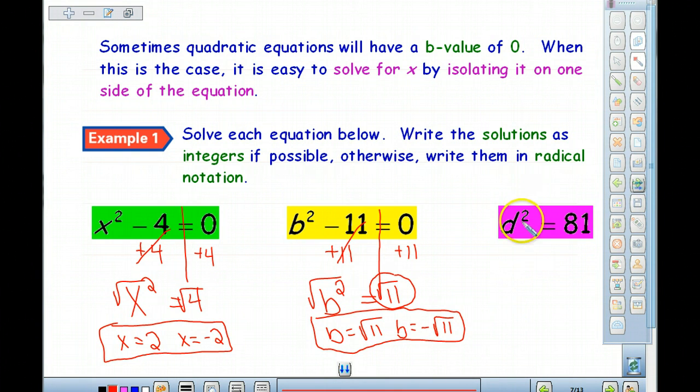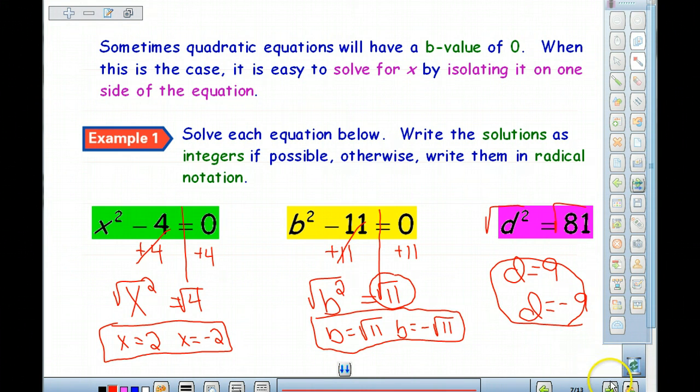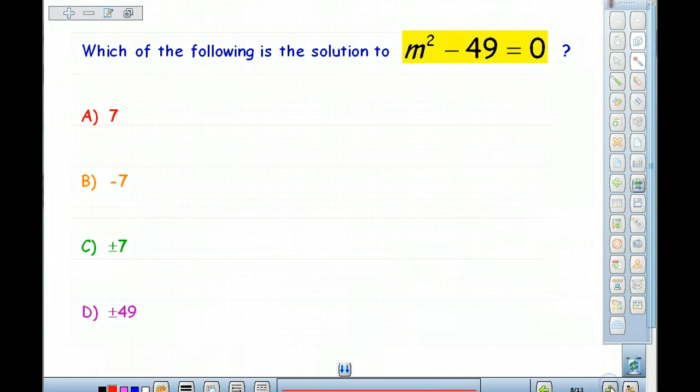Okay. Here we've got d squared equals 81. I don't have to move anything because d squared is already by itself. So I can take the square root of d squared to get d equals the square root of 81, which is 9, but it's also negative 9. Okay. Again, 2 answers. Do not forget about both of your answers.